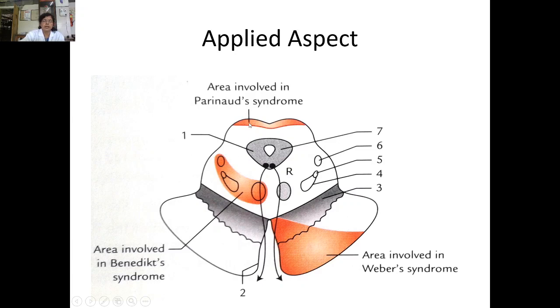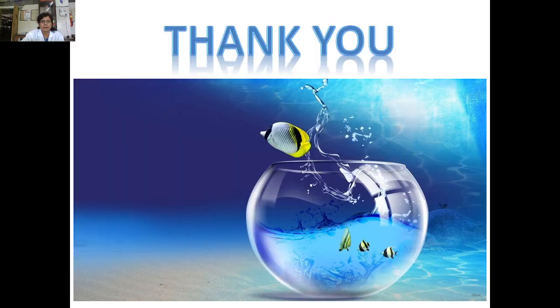So this is about the applied aspect, and this is about the midbrain: its external features, its internal structure, which is studied at two levels, the level of the inferior colliculus and the level of the superior colliculus, its blood supply and its clinical anatomy.